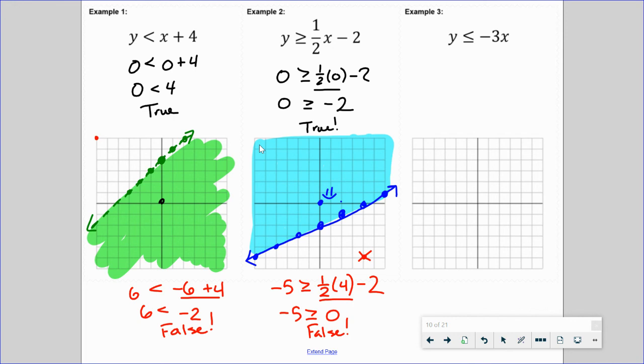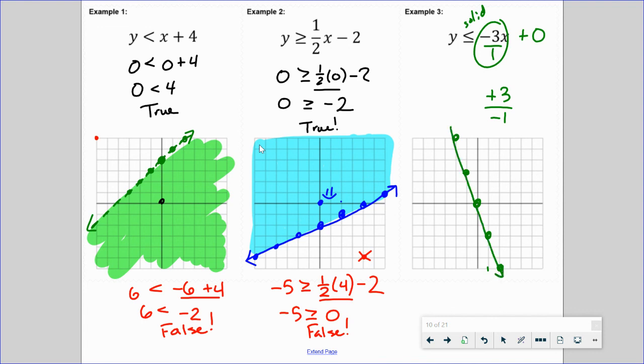One last one to do, ladies and gents. Oh, interesting. Starting value is 0, slope -3 over 1, so I'm going to fall 3 and go to the right 1. Naturally, you could also increase 3 and go to the left 1, up 3 left 1, up 3 left 1, up 3 left 1. Oh, solid line, because those can equal.